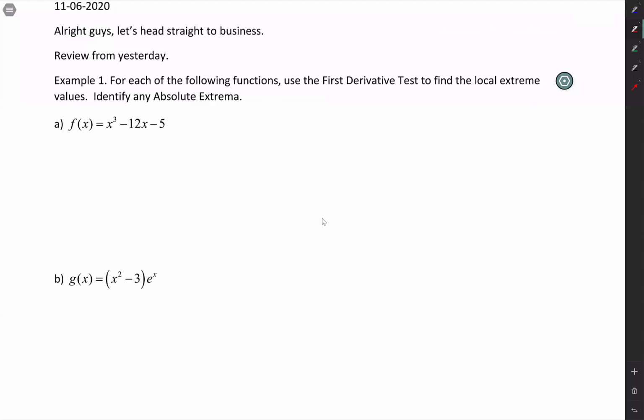Question number one, it says, for each of the following functions, use the first derivative test. In case you don't know what the first derivative test is, we talked about it yesterday. All that means is we're checking where the first derivative changes signs to find local extrema. Local extrema means max and mins, my local max and mins. Identify any absolute extremes if there are any.